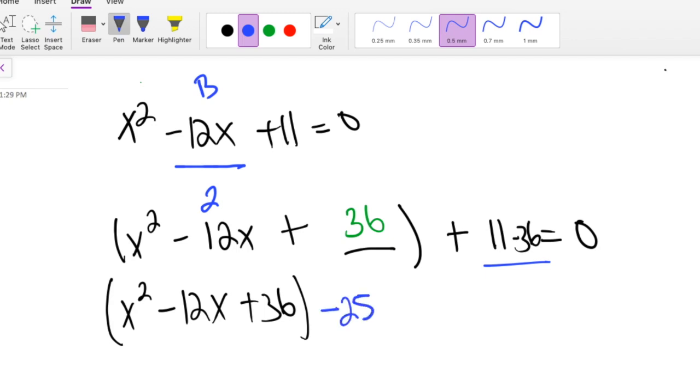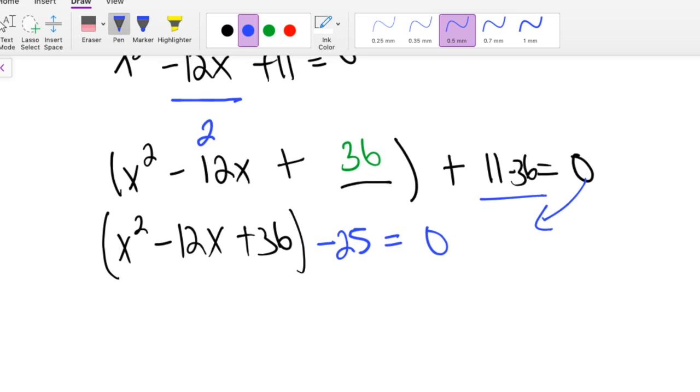Then remember, we have to set it all equal to 0 still. Okay, so now what do? We see an x squared minus 12x plus 6. We know that we need to factor something because it's math, right? So what do we do to factor this? Well, if you don't remember how to factor, we do have a video on that. But in case you do remember, it's just x minus 6 and x minus 6.